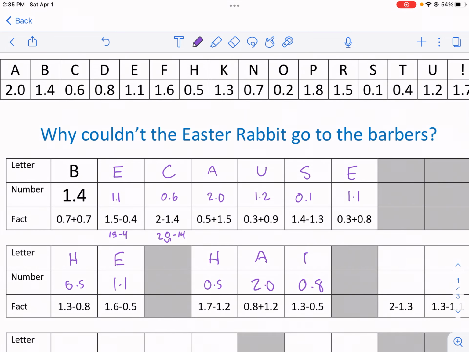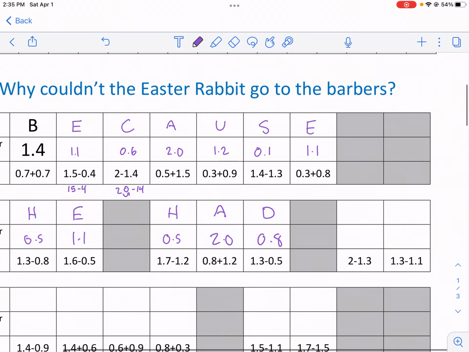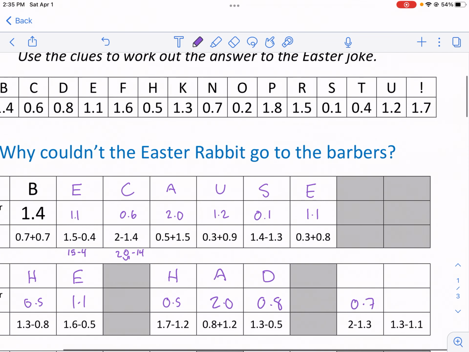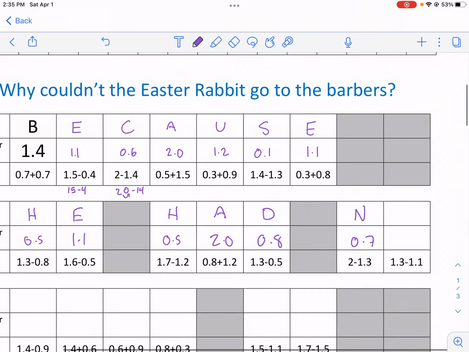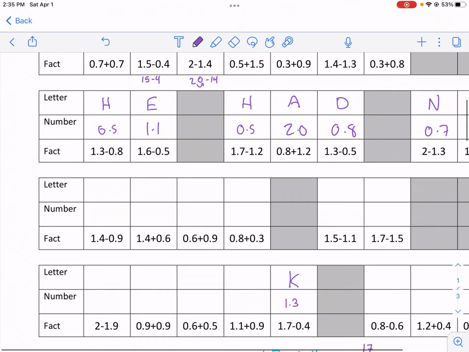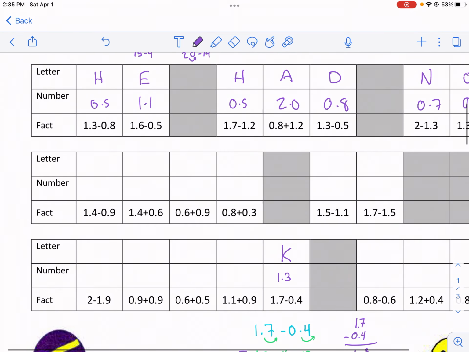That's D. Because he had, okay, now we're on to 0.7. I think that one's new too. We need to find it. That's N. And then we have 0.2. There's another new one. That's O. Okay, moving on to the next row. Okay, lots of these problems. So we get 0.5 again. That is H.